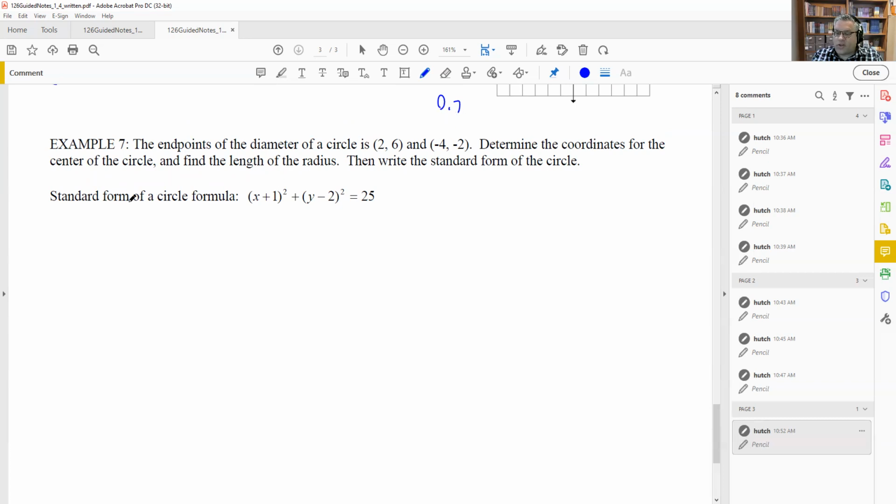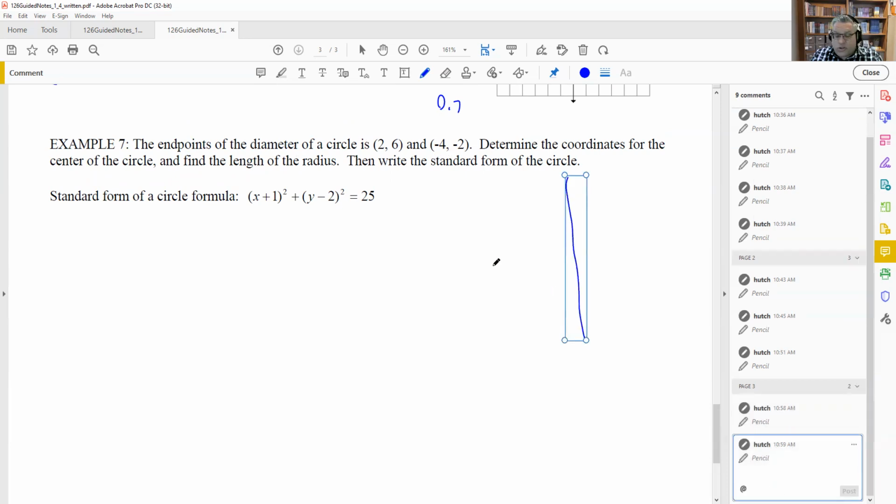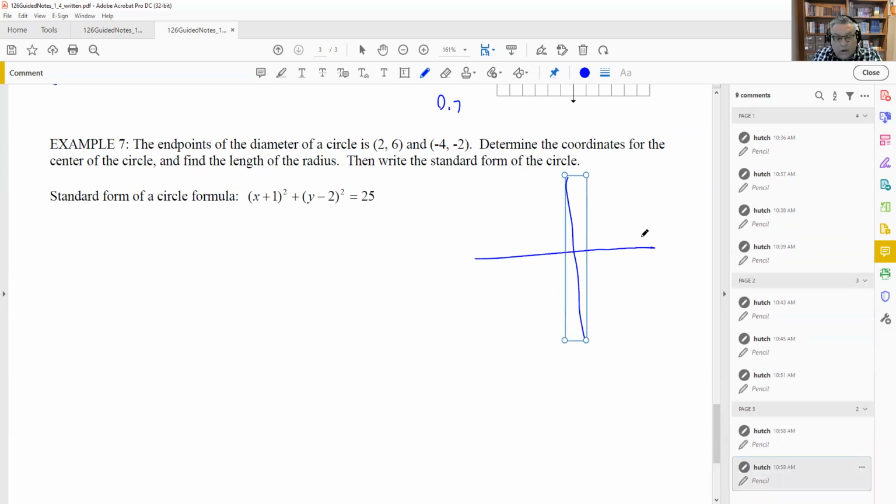Determine the coordinates for the center of the circle and find the length of the radius, then write the standard form. So first thing we're going to do here is just go ahead and plot the 2 points that are given, because we have to get an idea of what this problem is actually asking. So I'm just going to do a quick sketch of a graph here.